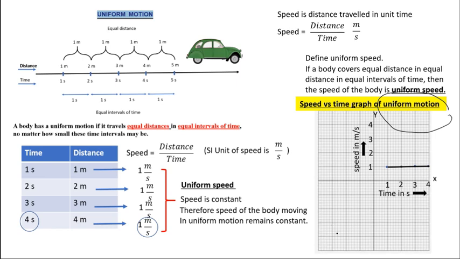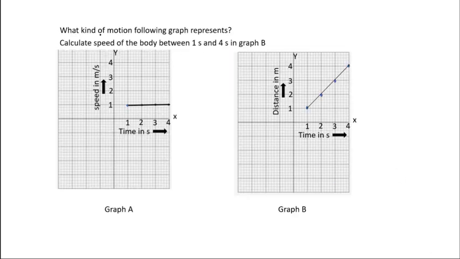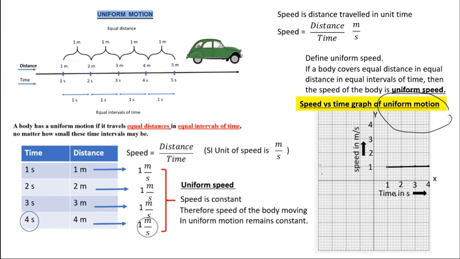And what are the questions which we have taken up at the start of the video? Our question is here: what kind of motion does the following graph represent? Right? Go back. If in the speed versus time graph, you find a straight line graph which is parallel to the time axis, look at this.